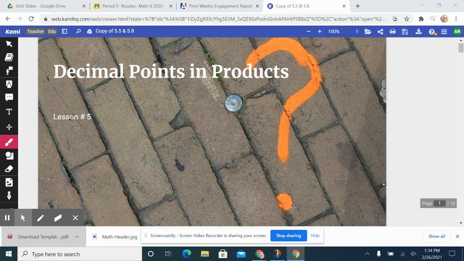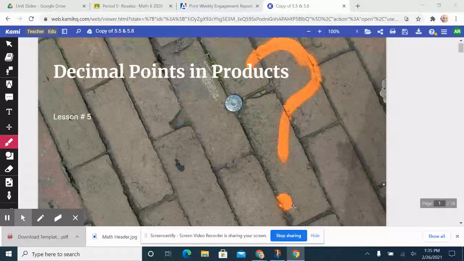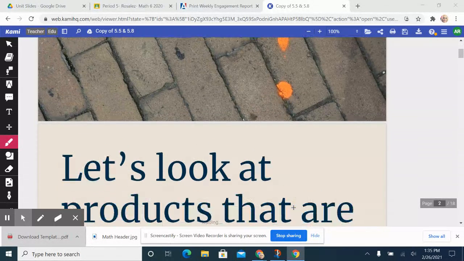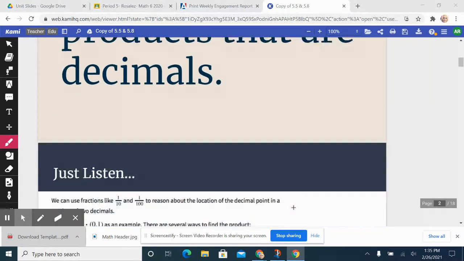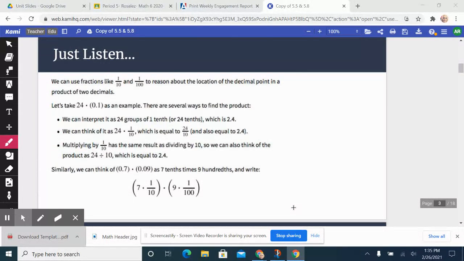Okay, so today is more on multiplying decimals. We're going to focus a lot on the base 10. So last time you learned the procedure, and this is more going to show you kind of tricks in between and then reviewing how to procedurally solve them. So we will look at products that are decimals. So you're listening for now.